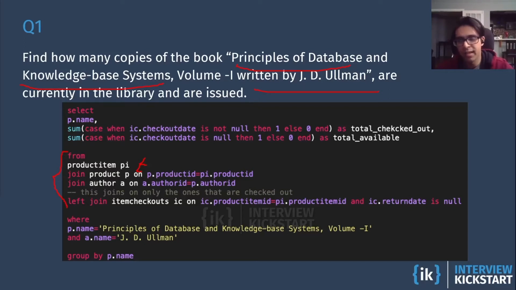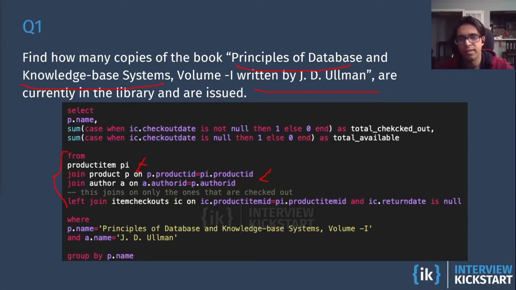I know I'm going to need that because I want to see how many copies are in and are not in the library. I'm going to join it to the product and author table because for product, I'm going to need that second level of granularity again to filter on the title, and I can filter on the author as well. So that's why I brought those two in. And then notice I do a left join on the item checkouts table. And then you see this join.